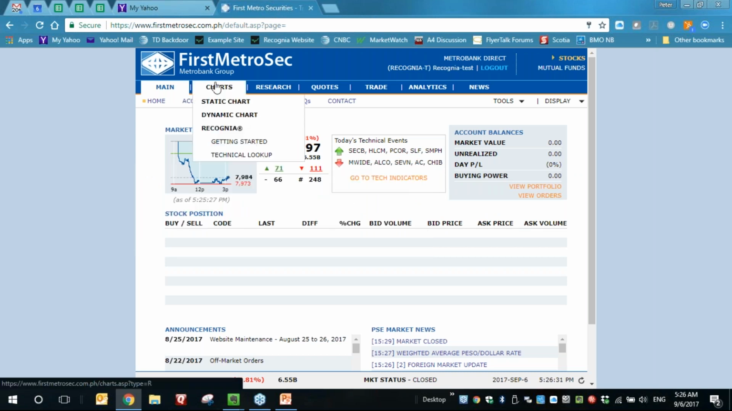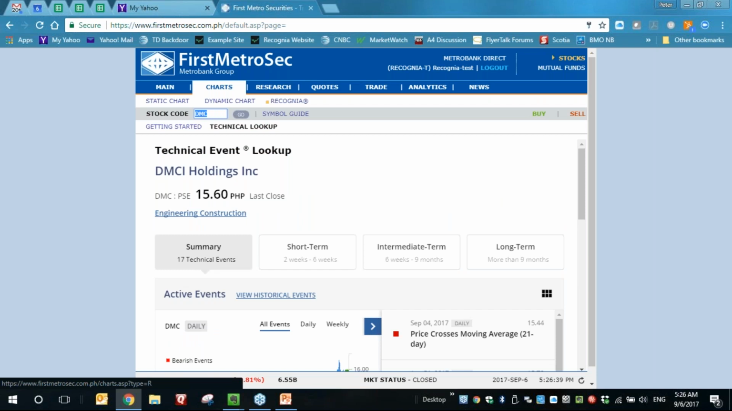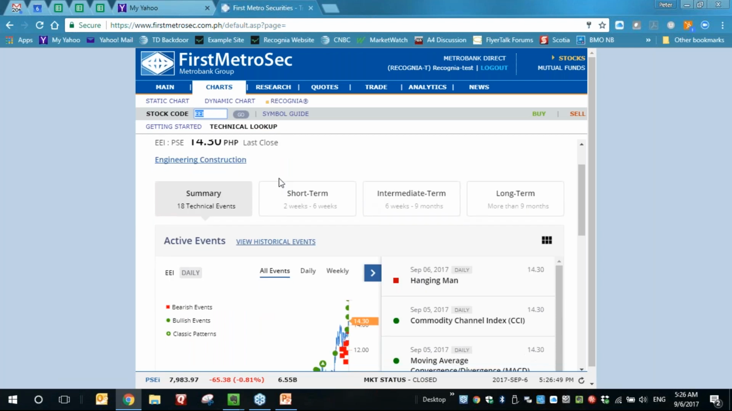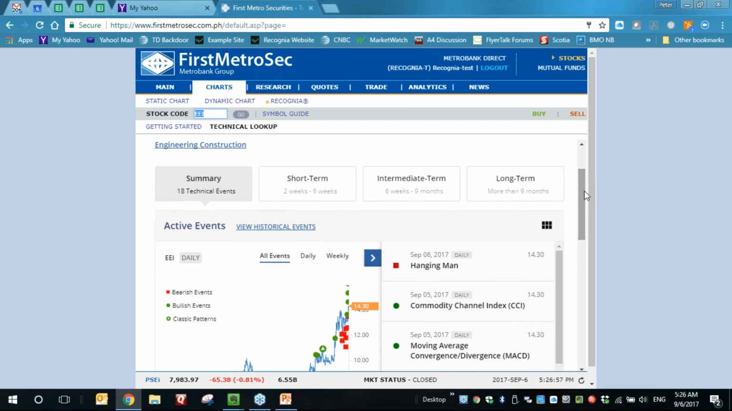But the most common way people tend to use technical analysis through Recognia is what's called the event lookup. Maybe you already have an idea of your own. Here I'm going to look at a stock that I had looked at recently. I'm going to just type the symbol up here in this little window. This is EEI Corporation, and the stock is trading at $14.30. That's the last price. If we look down the list here, we have a summary tab. It tells us that there are currently 18 technical events active against this particular security.